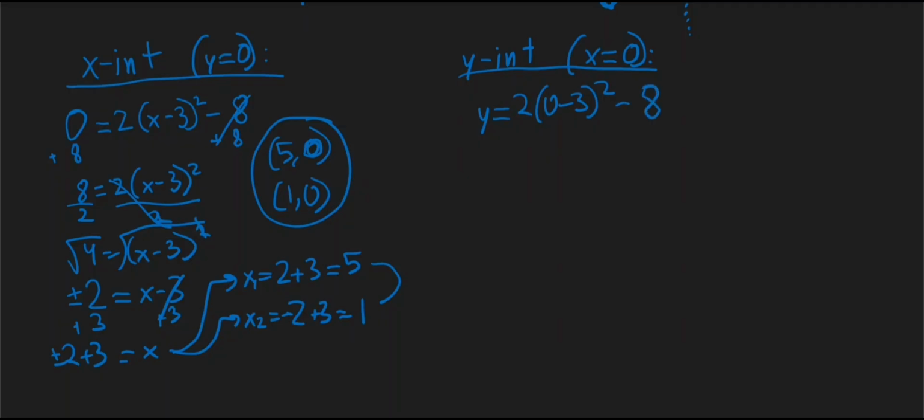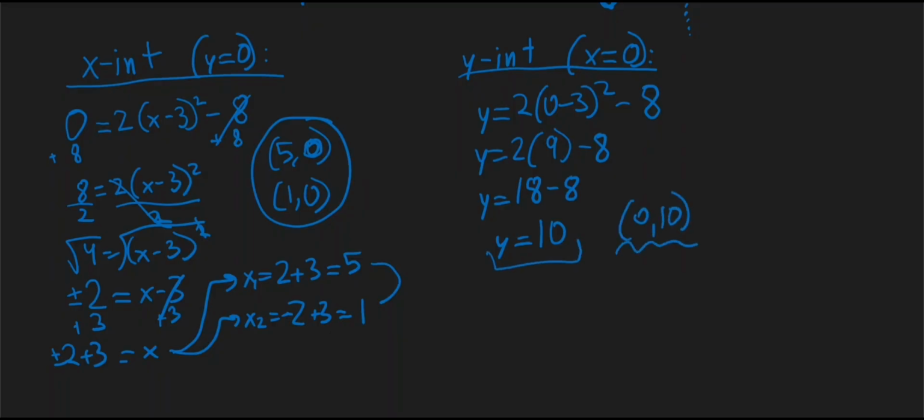All right, so now from there you want to solve for y using PEMDAS, and that gives us 2 times the quantity 0 minus 3, which is negative 3, and negative 3 squared gives you a positive 9, and then minus 8. And that gives us 2 times 9 is 18, and 18 minus 8 gives you back a 10. So we obtained the y value of 10 upon plugging in a 0 for the value of x. So this y-intercept corresponds to the point 0, 10.